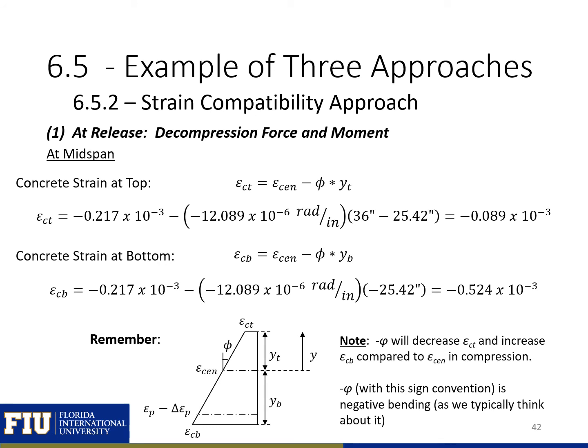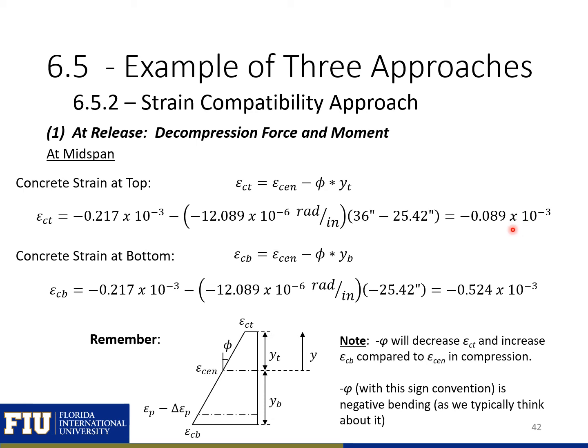So we can use the equations from earlier to calculate the strain at the top fiber and strain at the bottom fiber in our section. And we can remember in terms of signs, our negative curvature is going to decrease our compression at the top fiber and increase compression at the bottom fiber. So when we calculate this here, our final strain at the top, you can see, is less than the strain at the centroid. So this makes sense with the signs.